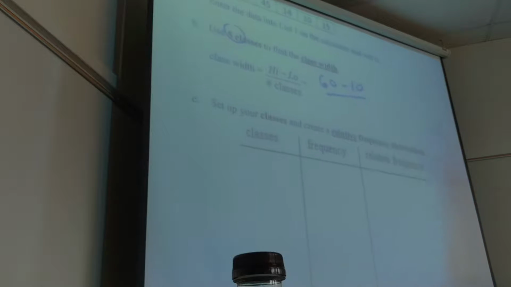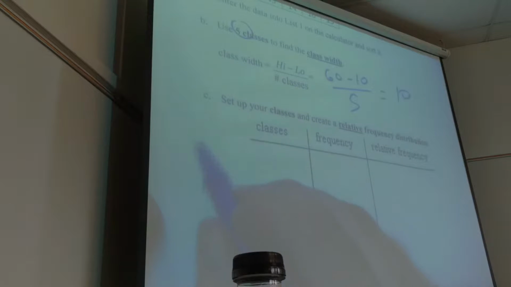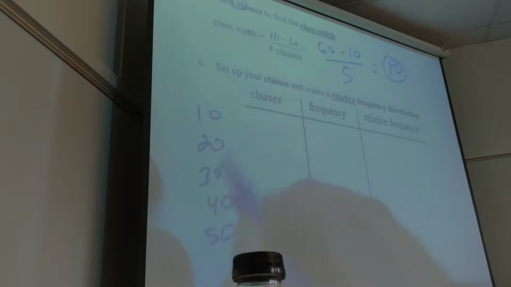Divided by 5, it comes out to be exactly 10. Anytime that happens, there's a little bit of weirdness for the last class. But everybody should really start at 10 for the first class. No matter which way you do it, your class width is 10, so I should be able to see that width in between. So 10, 20, 30, 40, 50. That's 5.